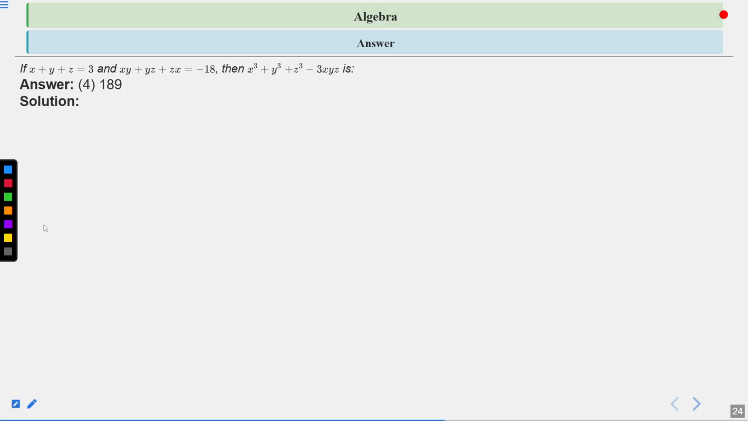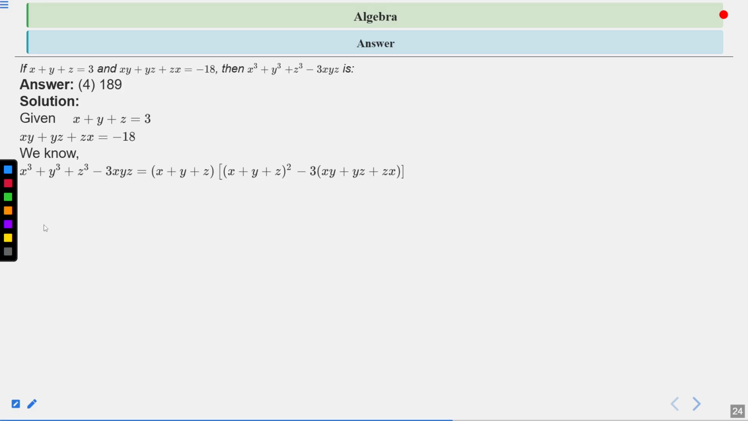Now see the detailed solution of this question. Given that x plus y plus z equals 3, and xy plus yz plus zx equals minus 18. We know that x cube plus y cube plus z cube minus 3xyz, by using the formula, becomes (x plus y plus z) times [(x plus y plus z) whole square minus 3 times (x into y plus y into z plus z into x)]. So we can put in the values.